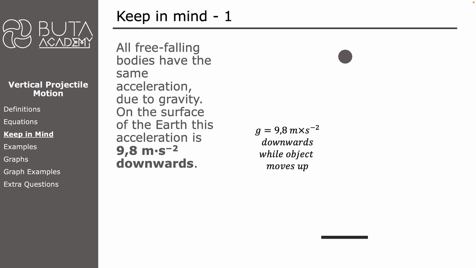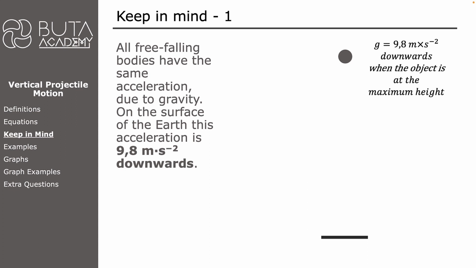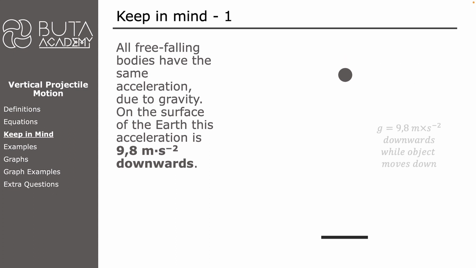Even though, just for a moment, the object has zero velocity at the maximum height, it is still experiencing the gravitational force. Therefore, the acceleration is still 9.8 meters per second squared and it is still downwards. Afterwards, again due to the influence of gravitational force, the object starts to accelerate in the downwards direction with a magnitude of 9.8 meters per second squared.